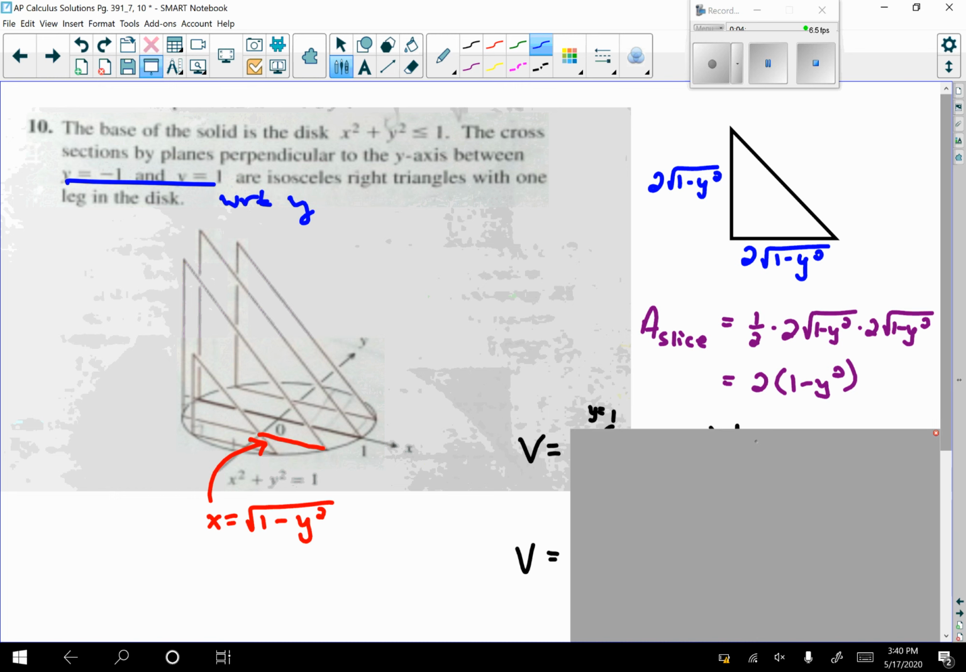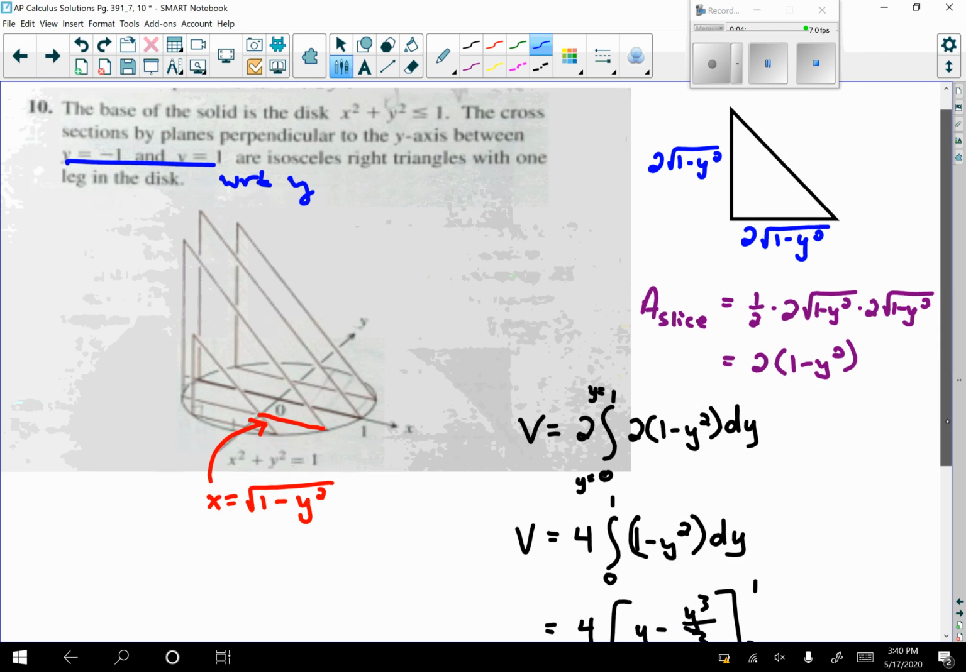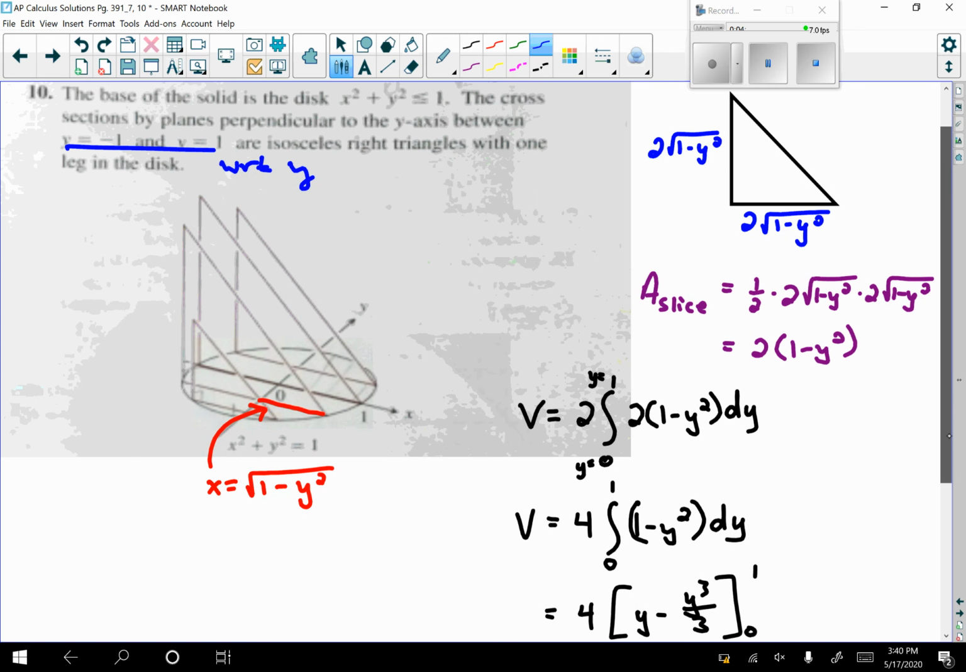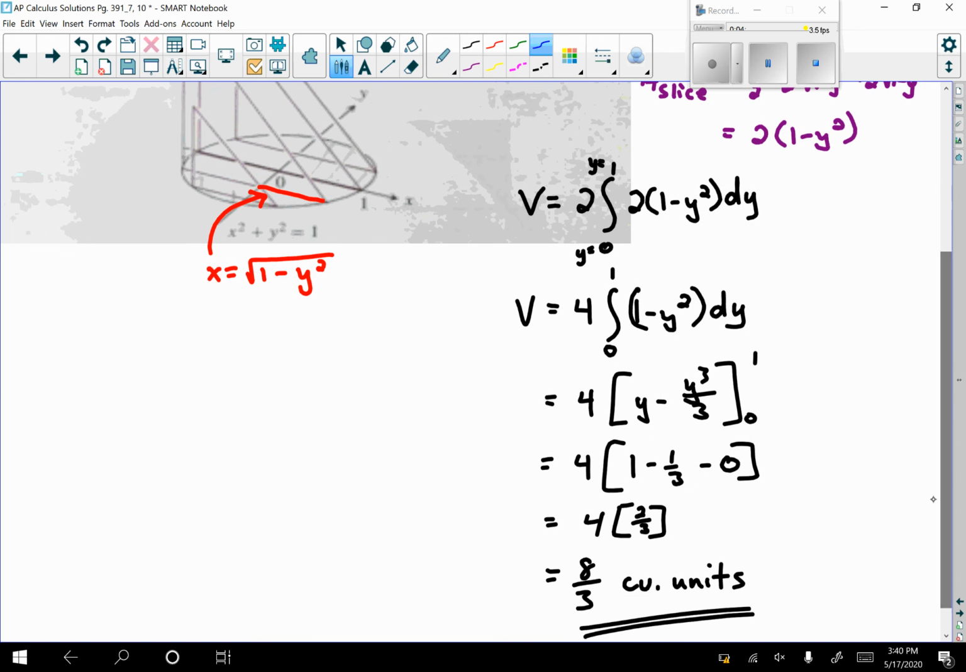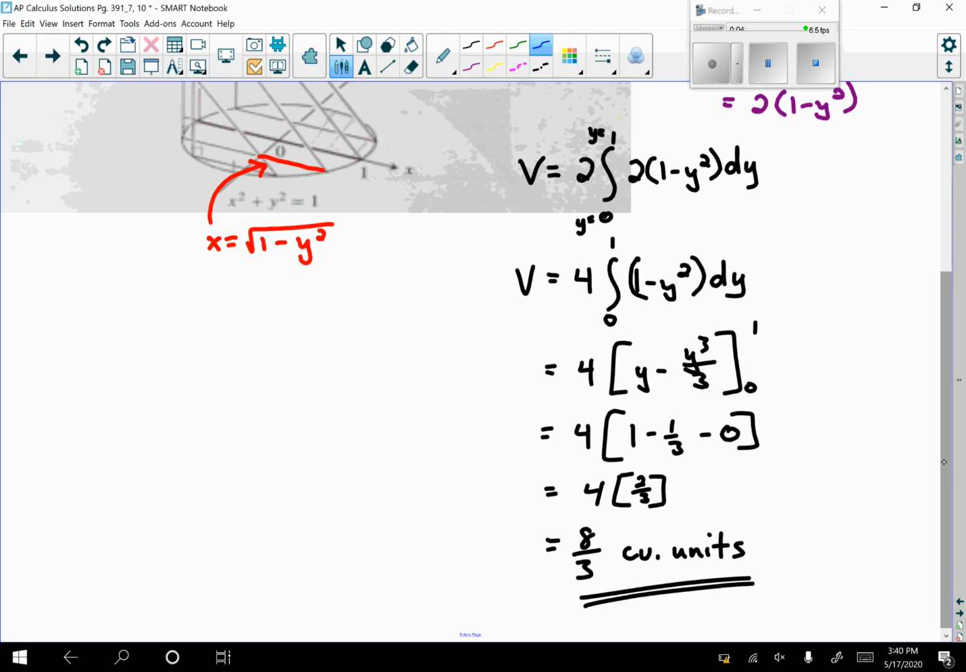The volume, again, with respect to y, I can go from 0 to 1, or you can go from negative 1 to 1. If you go from negative 1 to 1, you don't need that outside 2. I did that here, so this other 2 ends up right here. So just going from 0 to 1, which might make evaluating a little bit easier, I doubled it. All right, so then I could pull the other 2 out in front. We get a 4 times the integral 0 to 1 of 1 minus y squared. Take the antiderivative, carefully substitute in, and this is how we're getting 8/3 cubic units.